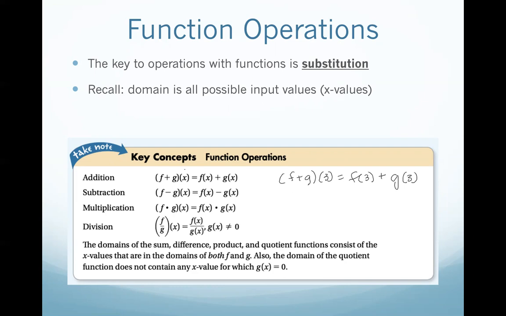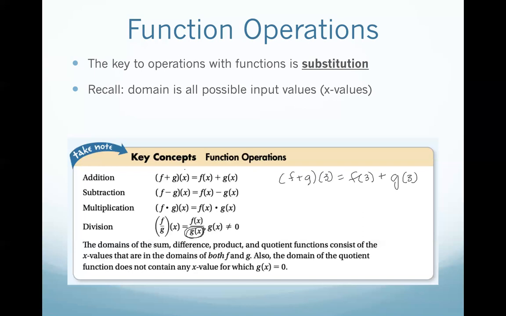However, for division, we have a denominator, so that denominator cannot equal 0 because we can't divide by 0. When we're looking at these types of operations, our domain is the domain of both functions. So if there's a function that works in f of x but doesn't work in g of x, then it can't be in our domain because I have to be able to evaluate both f and g of x.